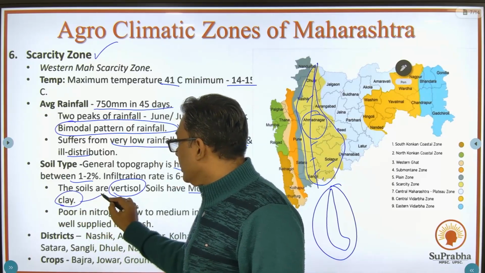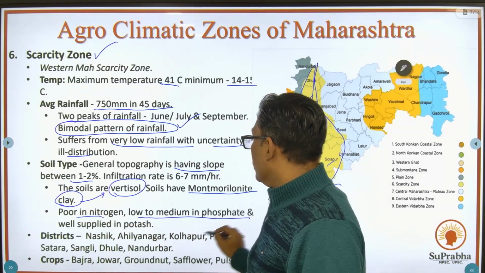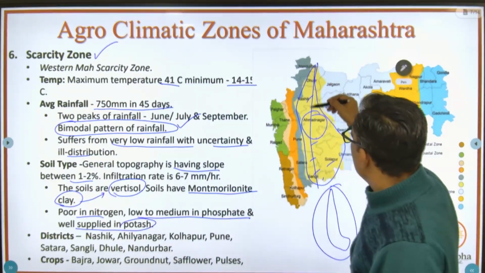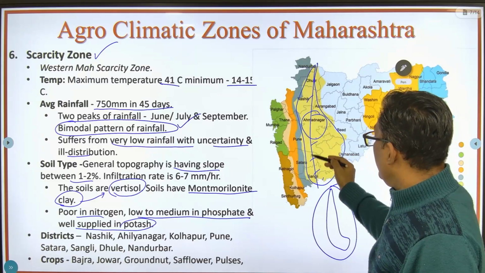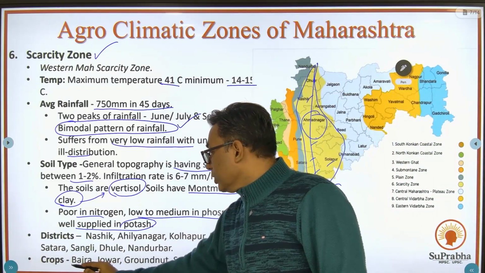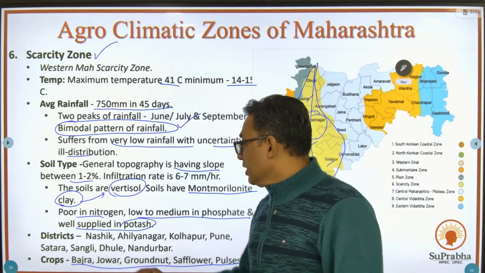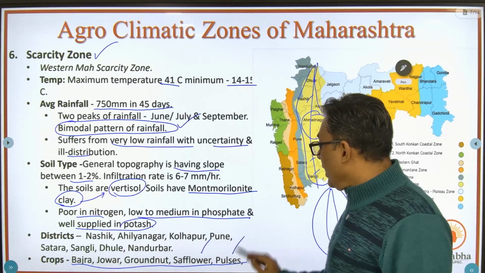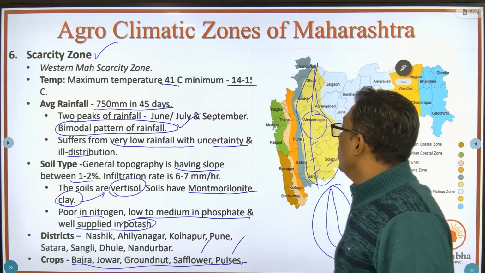So the clay content is high in the black soil. It is poor in nitrogen, low to medium in phosphate, and well supplied with potash. The districts, as we can see over here, are Dhule, Nashik, Sambhajinagar, Ahilyanagar, Pune, Satara, eastern part of Pune, Satara, Sangli, Solapur. Okay, and the crops grown over here are the crops which you find in dryland areas, that is bajra, jowar, groundnut, safflower, and pulses. So this is the 6th agroclimatic zone of Maharashtra.